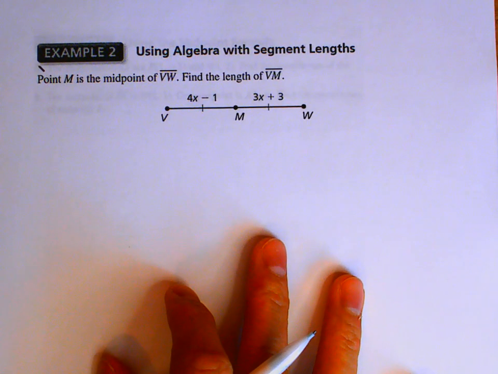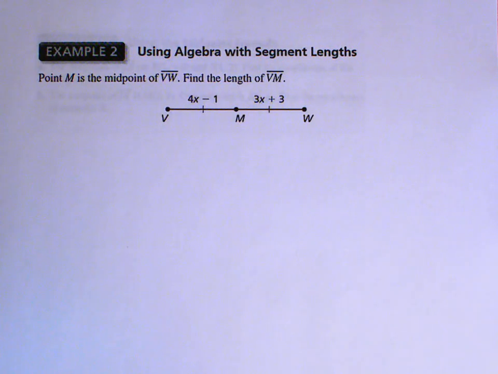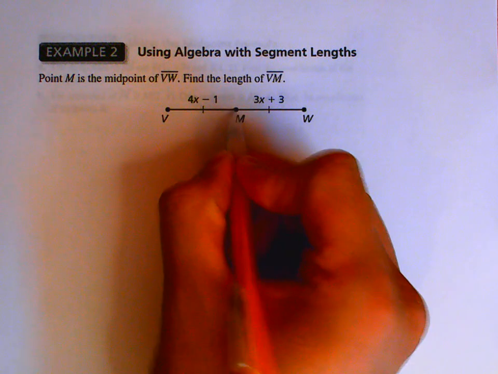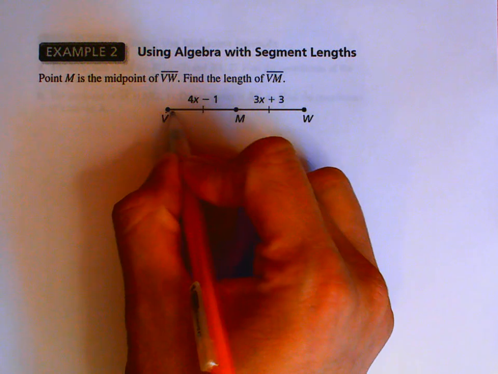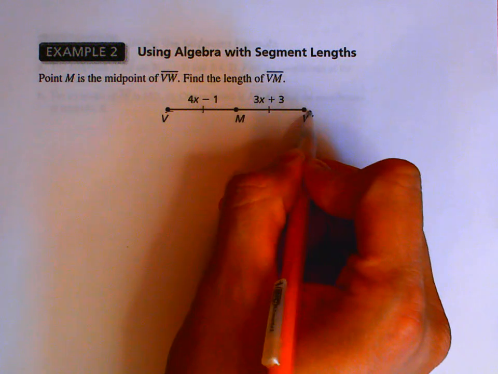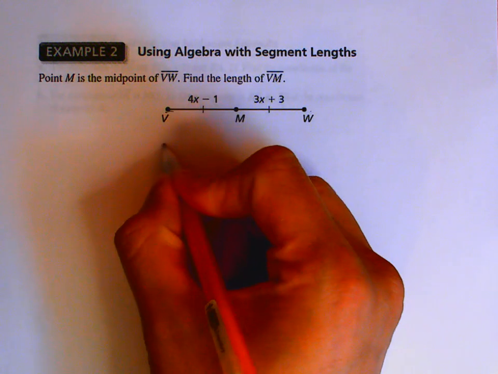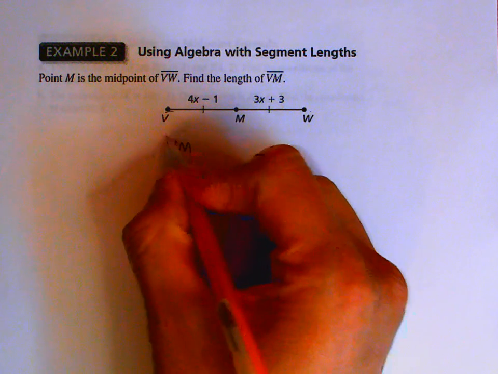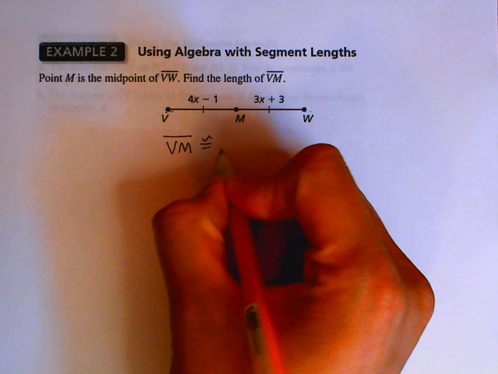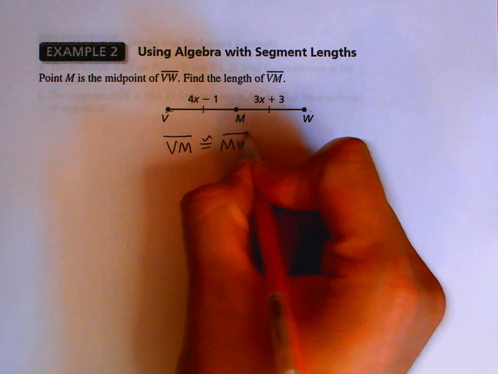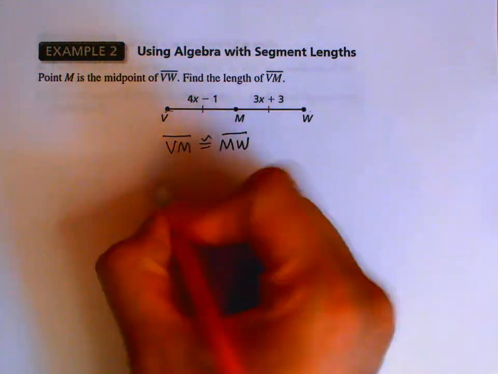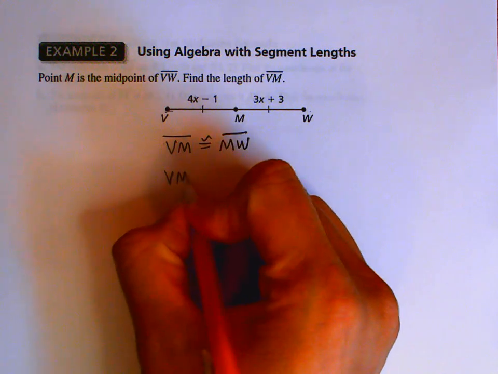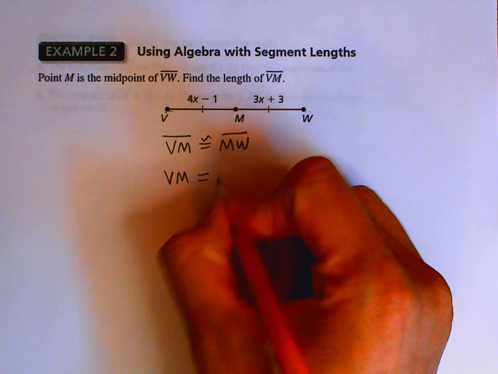Here's example number 2. Point M is the midpoint of VW. Find the length of VM. Now here's the thing. If M is the midpoint of VW, that means that this segment and this segment are congruent. So here, VM is congruent to MW. Therefore, their measurements are the same. So the length of VM equals the length of MW.